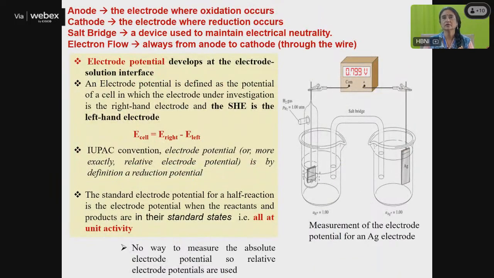Now the figure shows the anode, cathode, salt bridge, and electron flow. What is the anode? The anode is the electrode where oxidation occurs. The cathode is the electrode where reduction occurs. The salt bridge is used to maintain neutrality. And electron flow is always from anode to cathode through the wire. So electron flow will always be from anode to cathode, and therefore current flow will be from cathode to anode, through the wire.